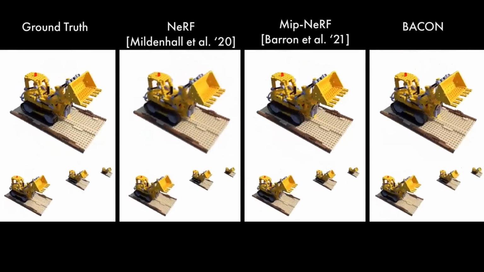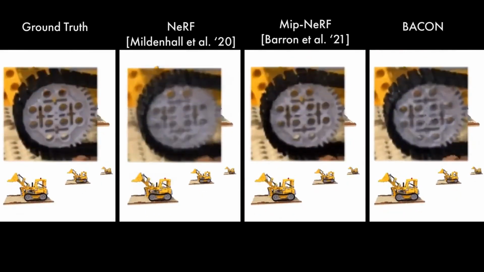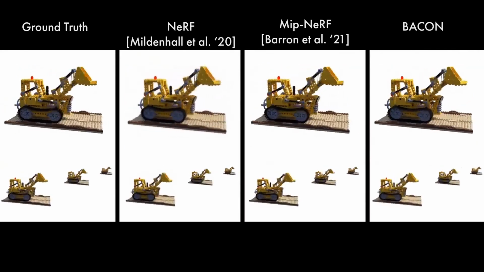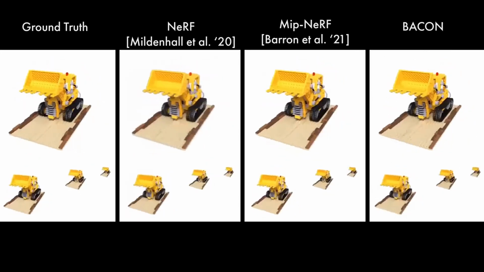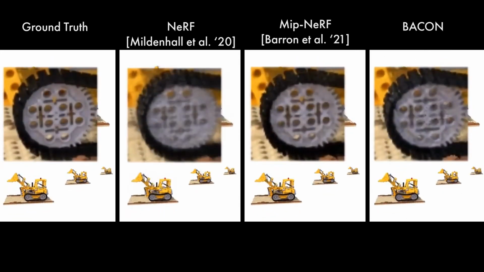We compare BACON to NeRF and MIP-NeRF on a multi-scale dataset of synthetic images. While MIP-NeRF achieves the best performance, BACON outperforms conventional NeRF models that are not scale-aware. Moreover, for low-resolution outputs, BACON uses a fraction of the parameters.